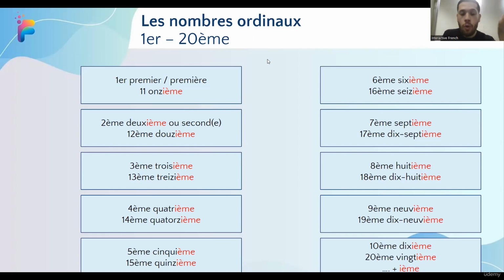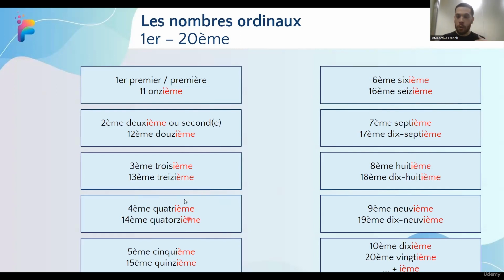So then when you say the following numbers, the third, the fourth, the fifth, super easy. You say the number and you add ième. So it goes deuxième, troisième, quatrième, cinquième, sixième, septième, huitième, neuvième, dixième. So you say the number and you add ième.